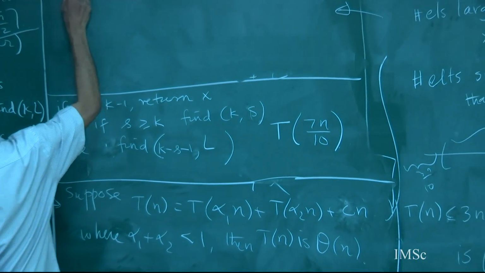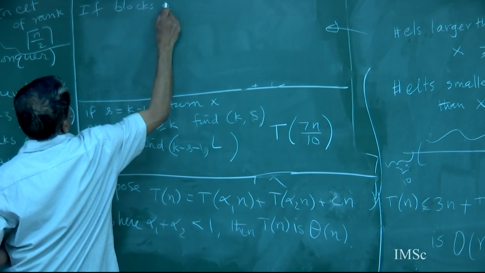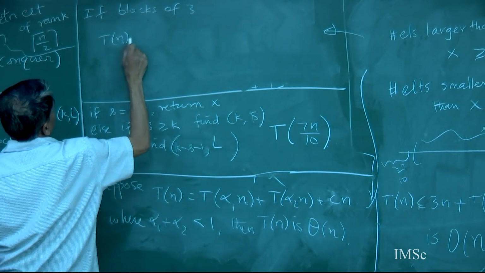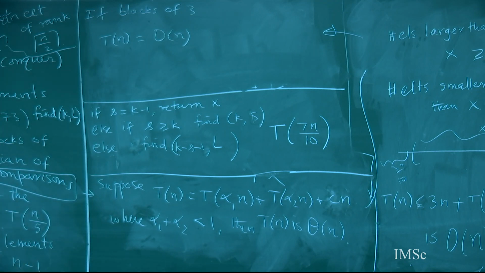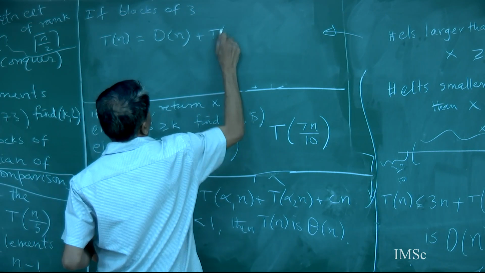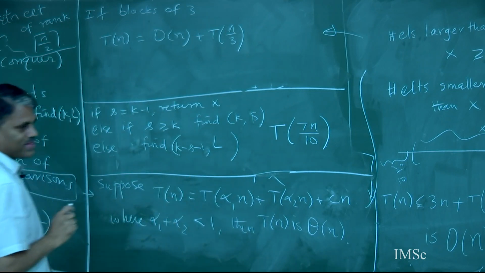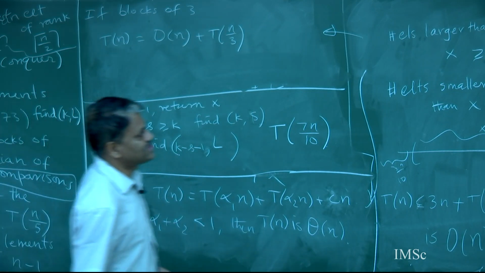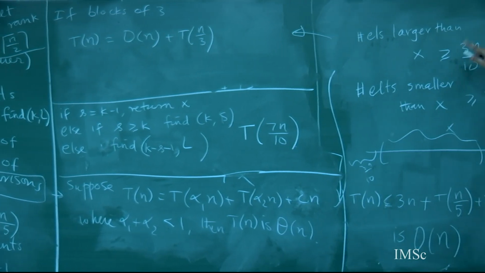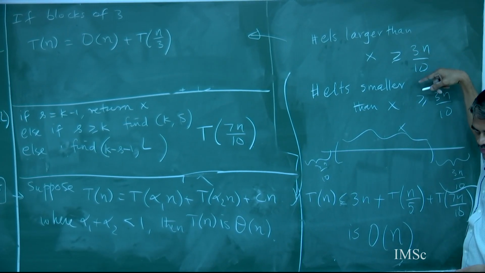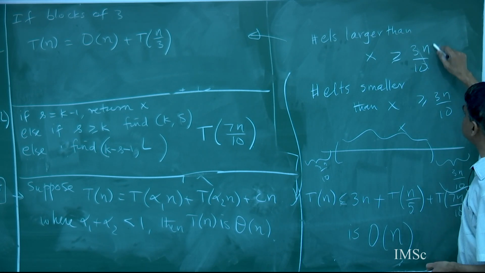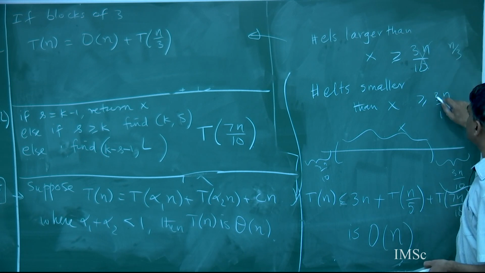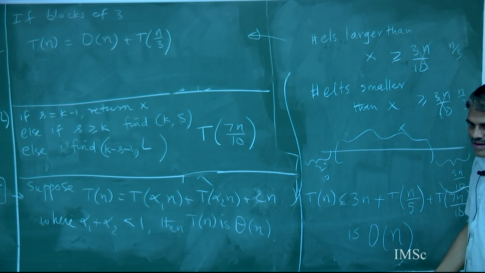So if I do blocks of 3, then T of n is some order n for finding the medians here, comparing it here, and so on, plus finding the median would have T of n by 3. Now let's look at this number. What happens? 2n by 6, so this will be like n by 3. So what will be left remaining?